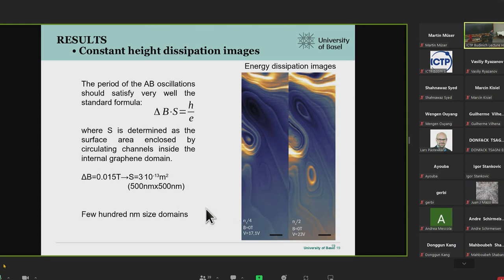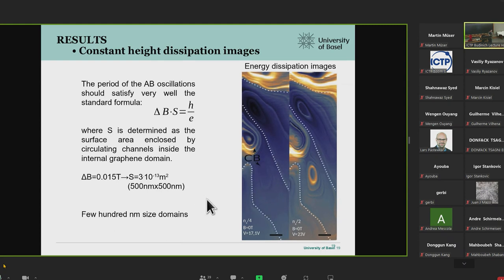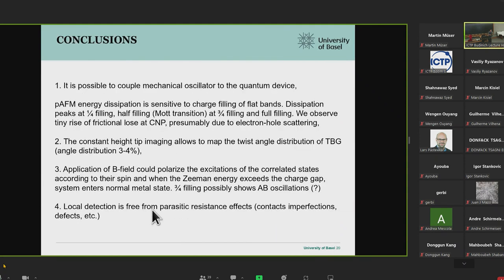If we do that, we end up with numbers like 500 by 500 nanometers, which is pretty much in correspondence with what we observe in our images. So we indeed have domains of a few hundred by a few hundred nanometers, and that would pretty much correspond to an Aharonov-Bohm type of scenario. So that brings me to the conclusion. Sorry for being a bit late. There are several conclusions. Maybe I would just stick to the most important.